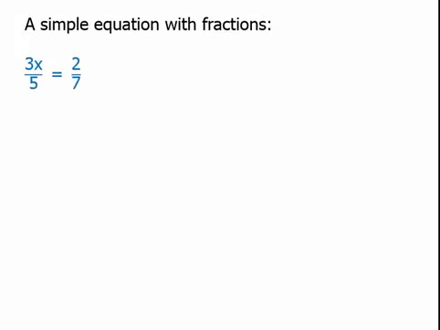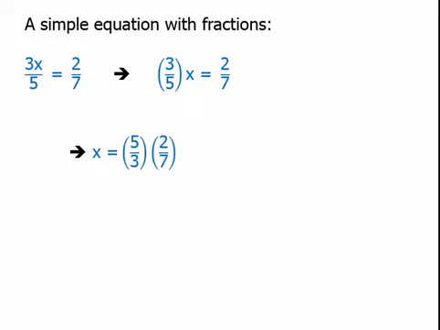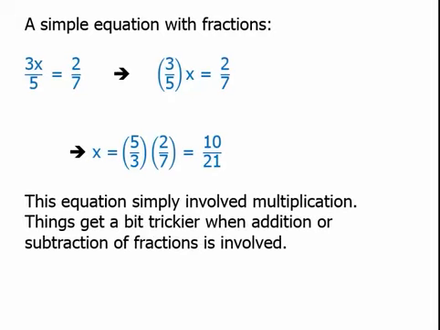So for example, if we had a very simple equation such as this, well, of course, that 3x over 5, we're going to rewrite that as 3/5 times x. Now we have a fraction times x, and we're going to multiply this by its reciprocal. x equals 5/3 times 2/7, multiplying through, we get 10 over 21. This equation simply involved multiplication.